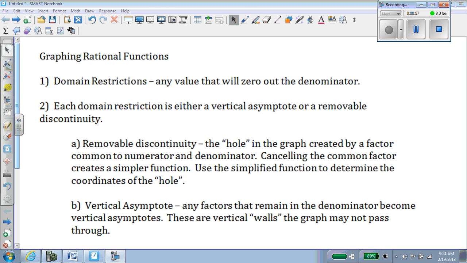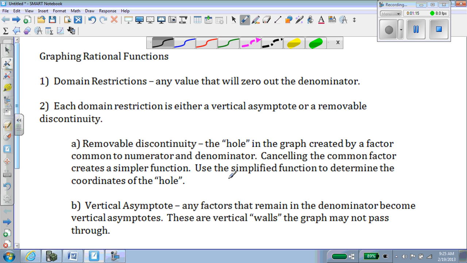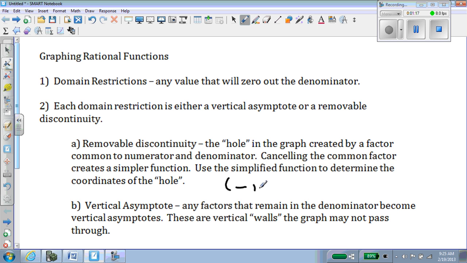Once you've gotten rid of removable discontinuities, anything that's left as a domain restriction becomes a vertical asymptote. So those are any factors that remain in the denominator, and they are the vertical walls that the graph may not pass through, and they are listed. Like the removable discontinuities are like x, y, it's a hole. The vertical asymptotes are x equals some number, and you may have more than one of them.